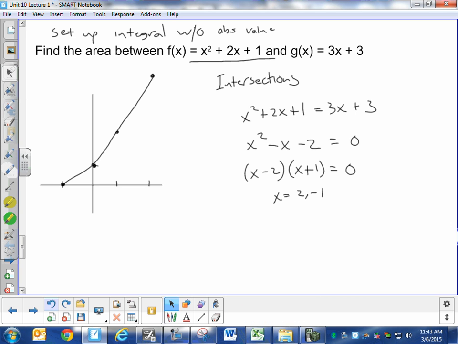Well, 3x plus 3 will start out here at negative 1, 0. At 0, it's going to be up at 3. At 1, it's going to be at 6. And at 3, it's going to be at 9. So that should be a straight line. Like that. Not perfect, but whatever.